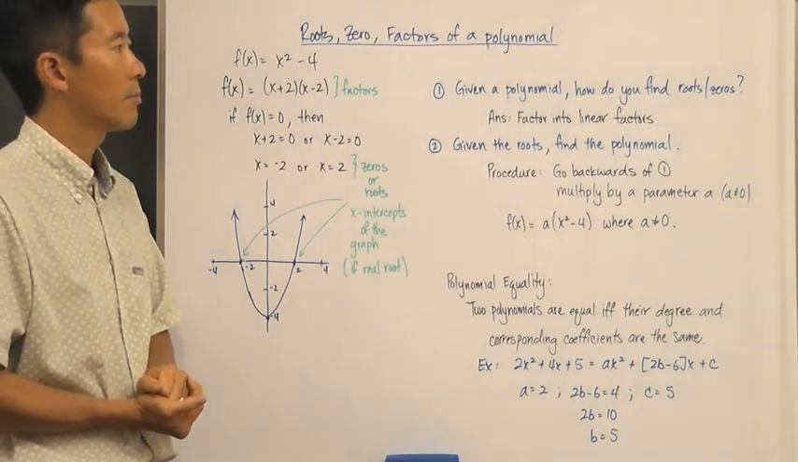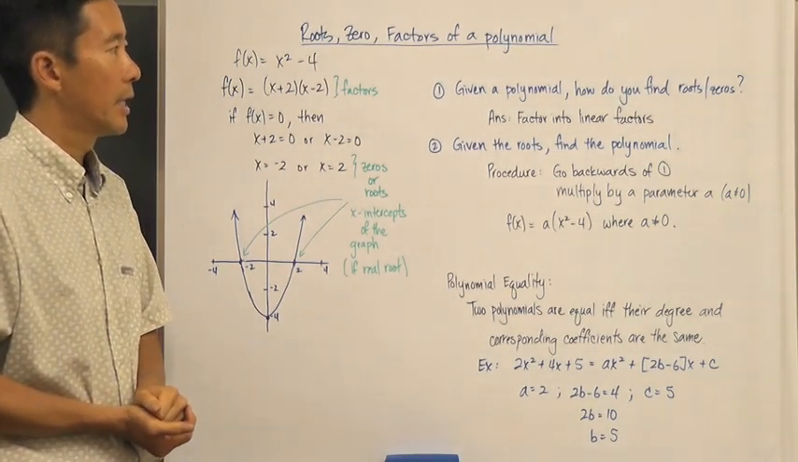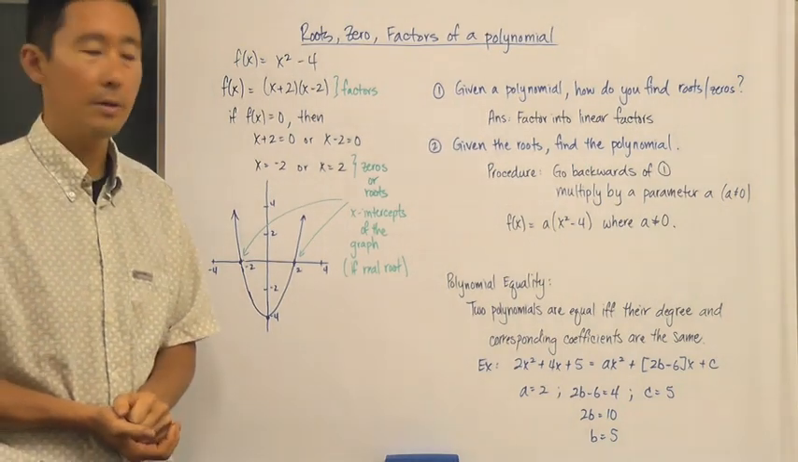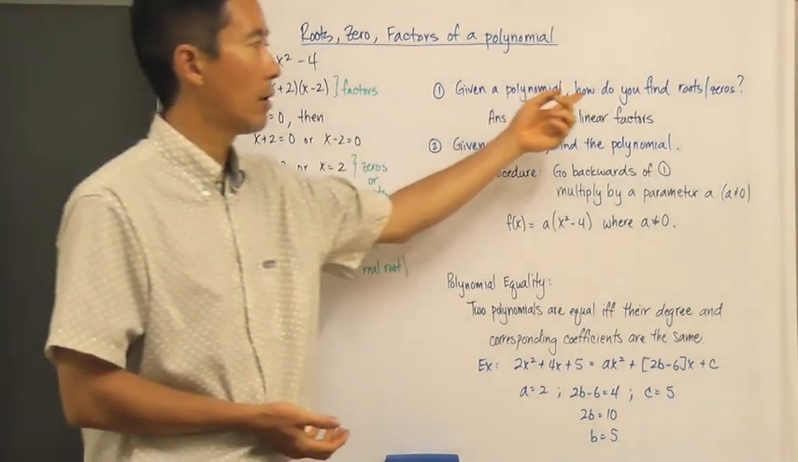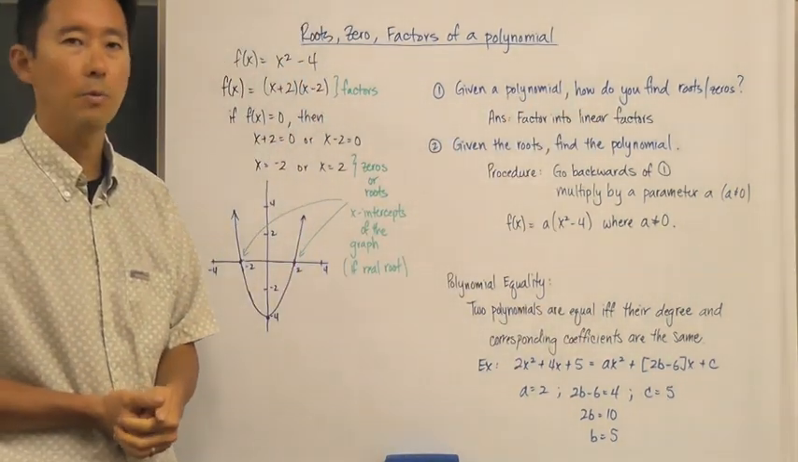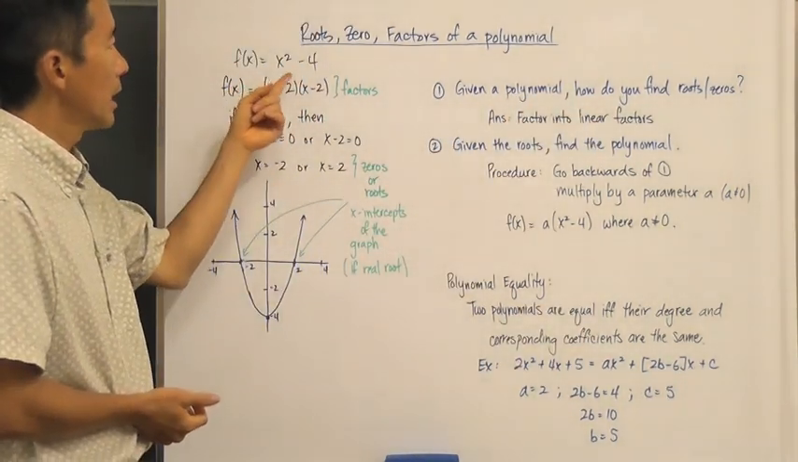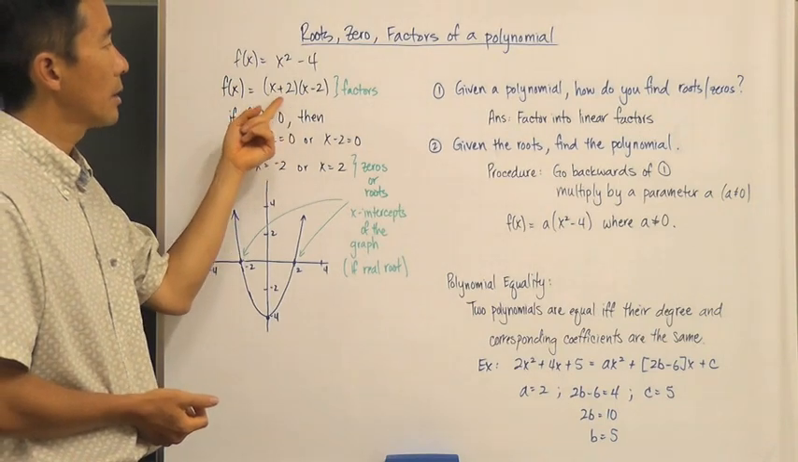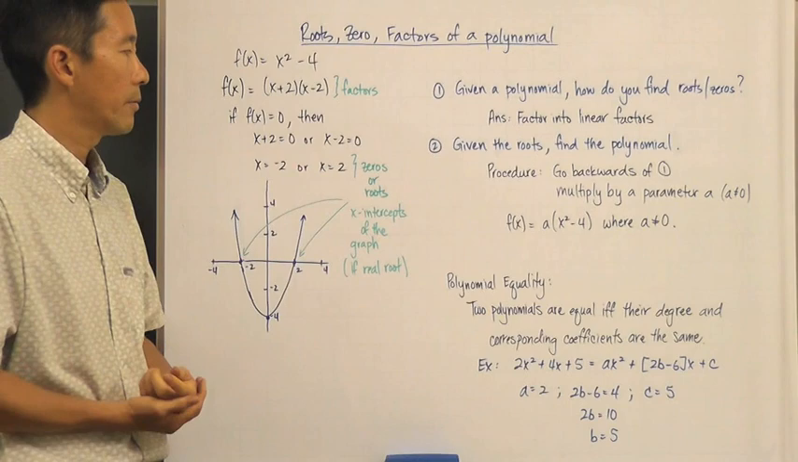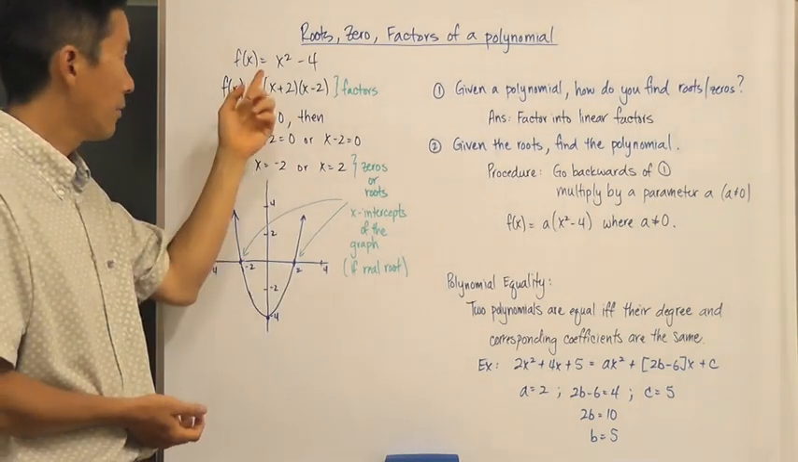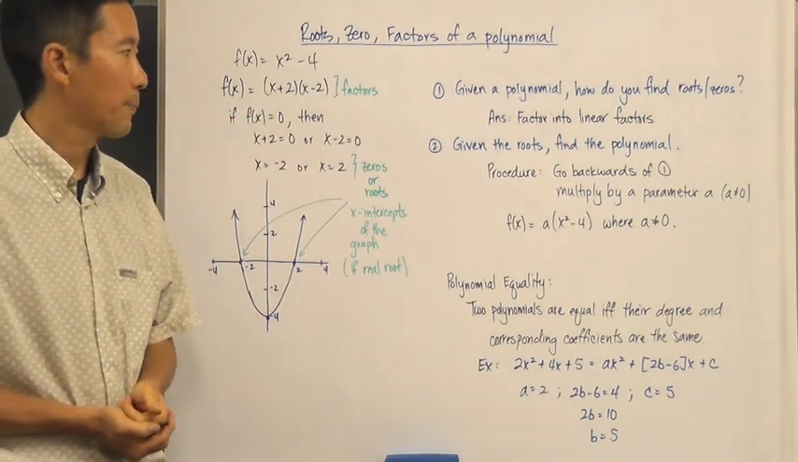Now, when it comes to some of the problems that we're going to have to deal with, we're going to have to take a look at three specific things. The first one is, given a polynomial, how do you find all the roots or the zeros? Well, we just described it here. If you can get it into the product of linear factors, then we can use the zero product property to come up with all the zeros and roots of a particular polynomial.